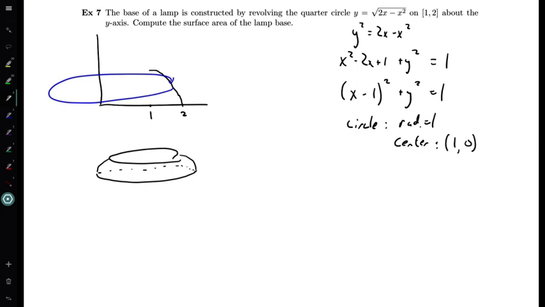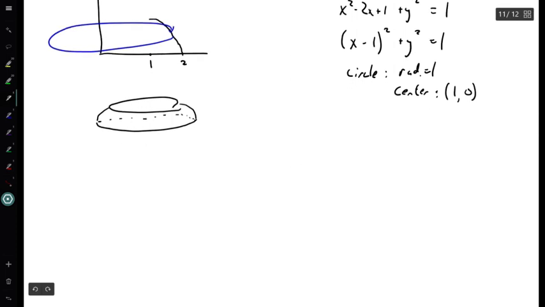So there's a question of, do we want to integrate with respect to x or with respect to y? And it's not obvious. One of them is going to work, one of them isn't. So let's start with the one that seems a little bit easier, which is going to be integrating with respect to x. I certainly have y as a function of x right now, so that seems like a slightly easier thing to do here.